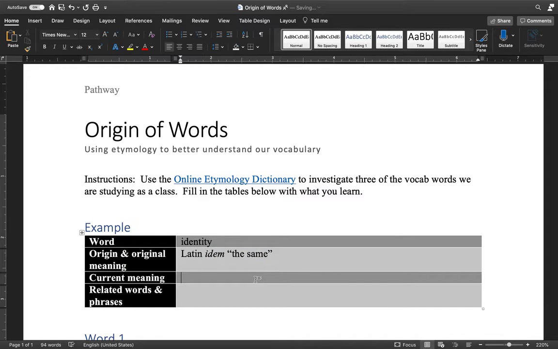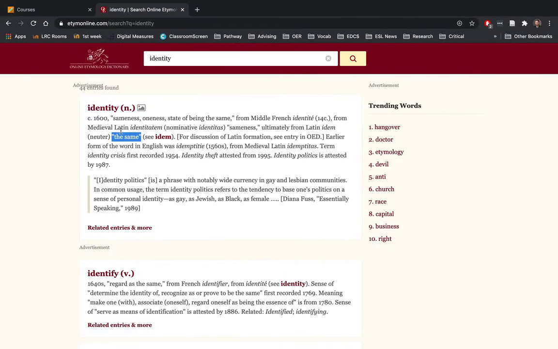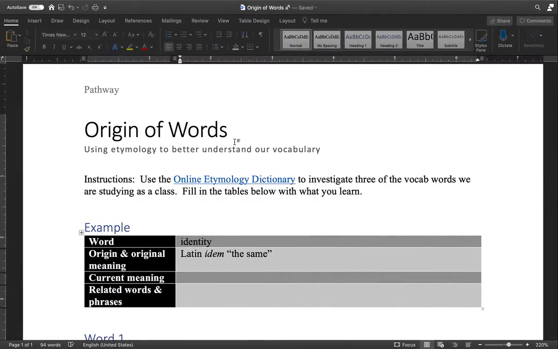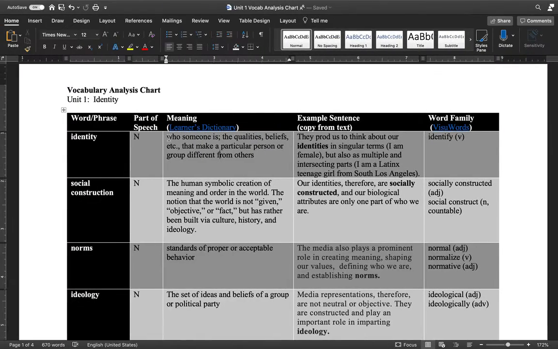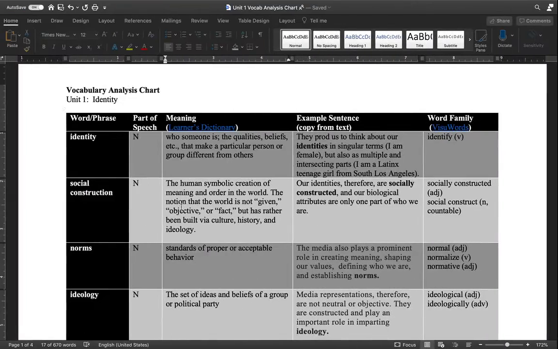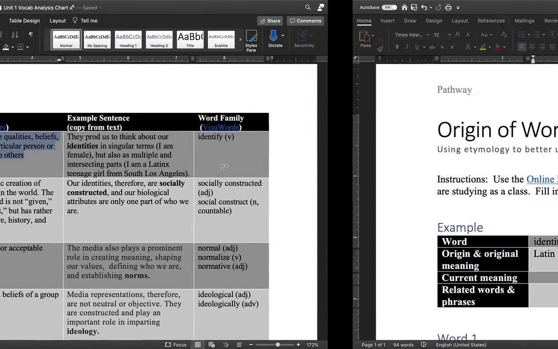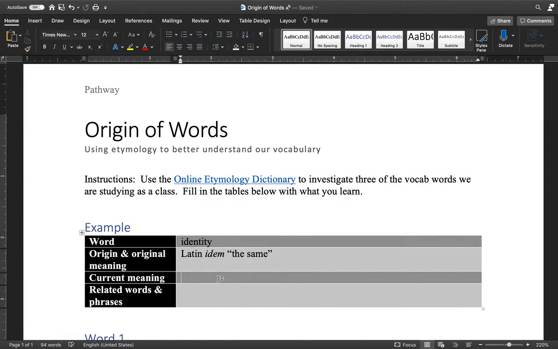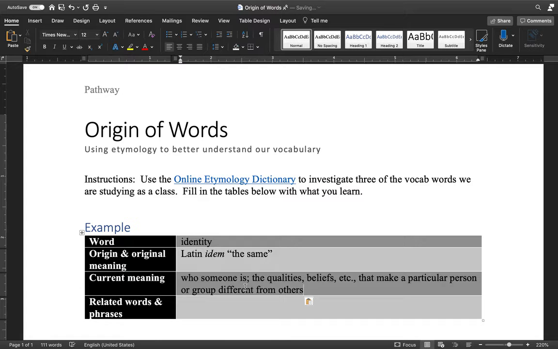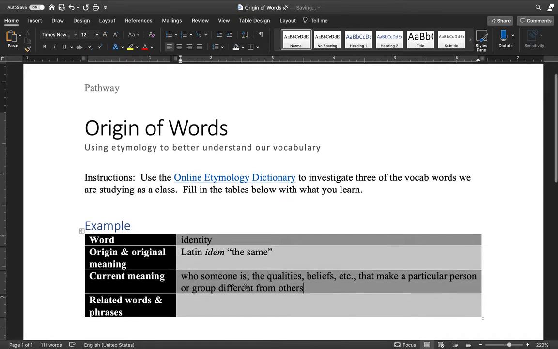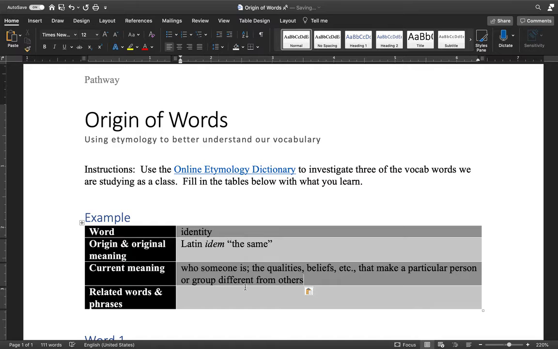And now I want the current meaning, and you could use the kind of meaning that they have here. This would be fine. On the other hand, I think it might even be more helpful to use the vocabulary analysis chart. We've already looked up a current definition for this word and the definition that we are using. So I'm just going to copy from our vocab analysis chart and put it right in there. And so it tells me the current meaning.